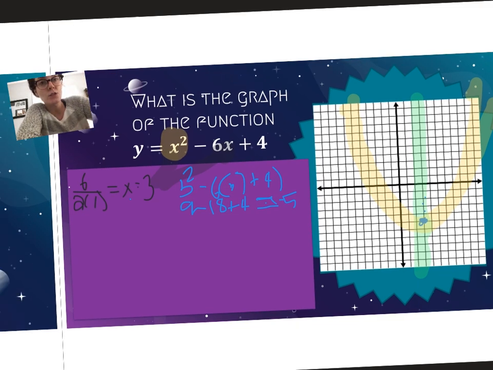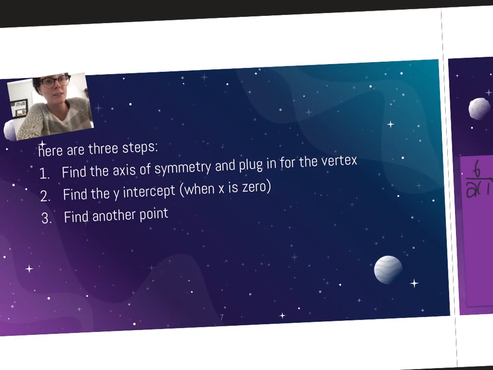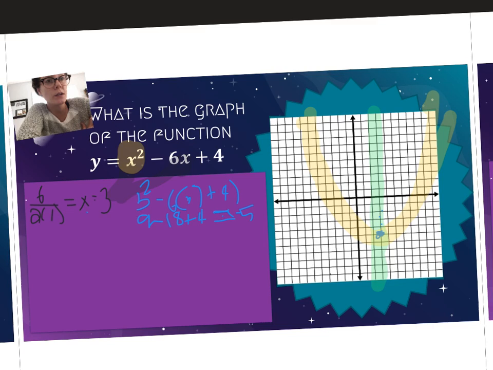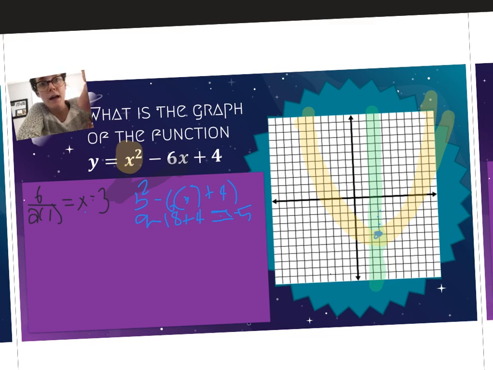Now, we need to go back, and it says find our y-intercept. So what happens when x is 0? We're going to plug in a 0 for both of these. If I plug in a 0 to both here and here, I end up with just plus 4, because 0 squared is 0, minus 0, is plus 4. So when x equals 0, y equals 4. So at 0, 4, I have 1, 2, 3, 4.